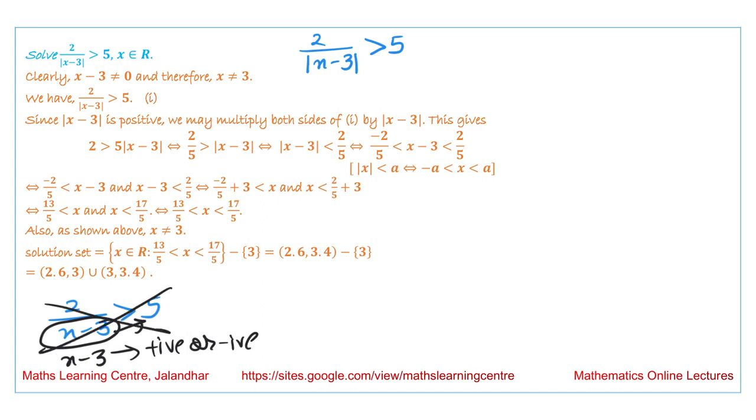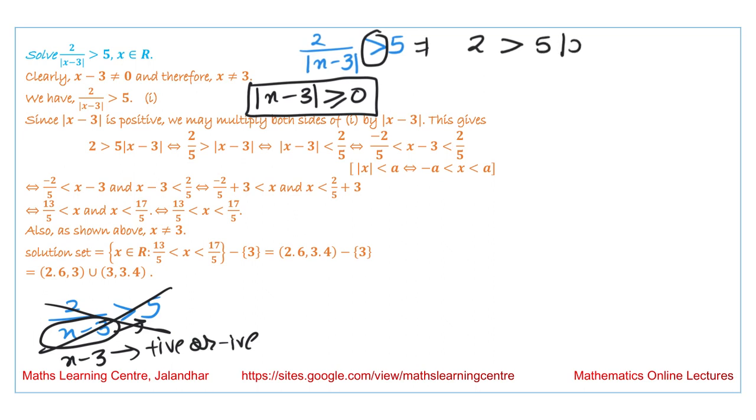But when we are talking about this value, mod of x minus 3, this is always greater than or equal to 0. It cannot be negative. It means if we multiply both sides of this equation with mod of x minus 3, the sign will remain the same. So we obtain that 2 is greater than 5 into mod of x minus 3. This implies mod of x minus 3 is less than 2 by 5.